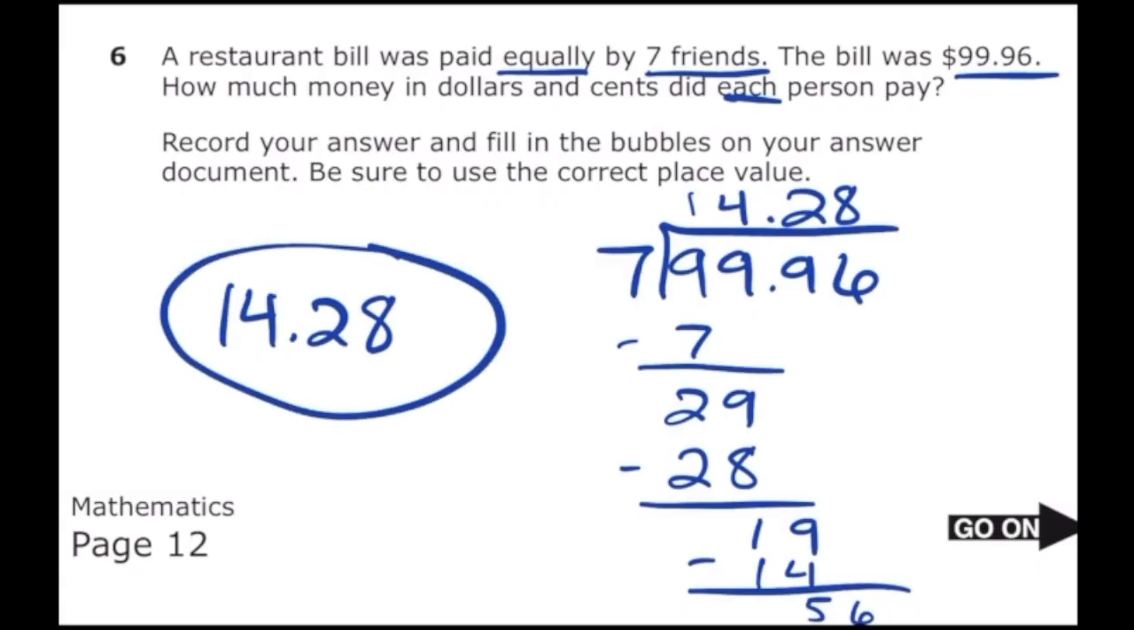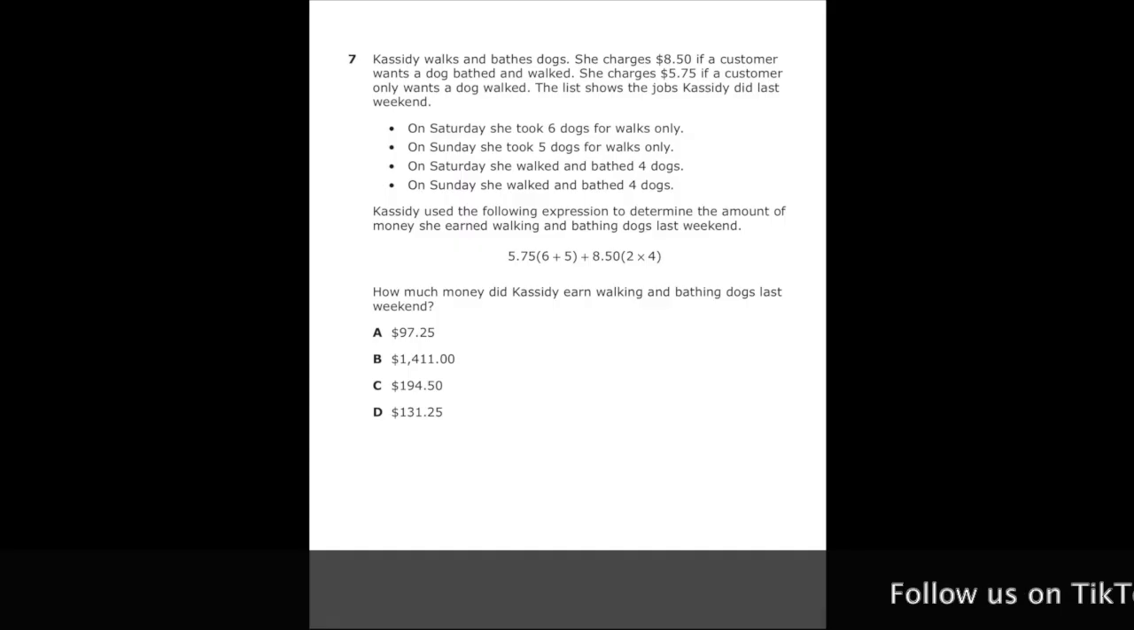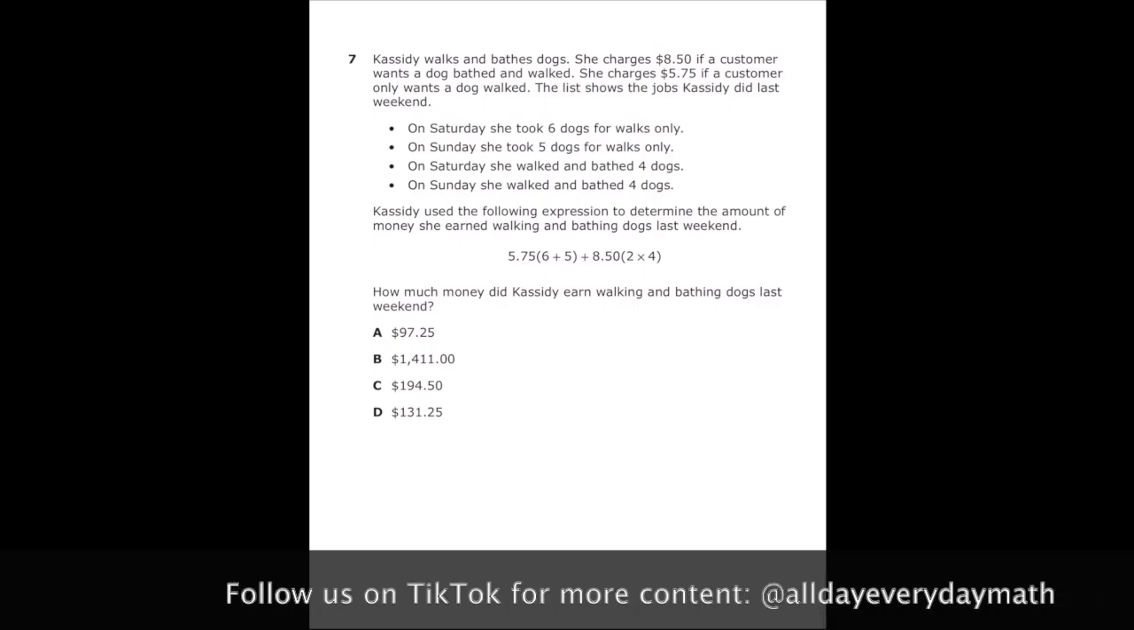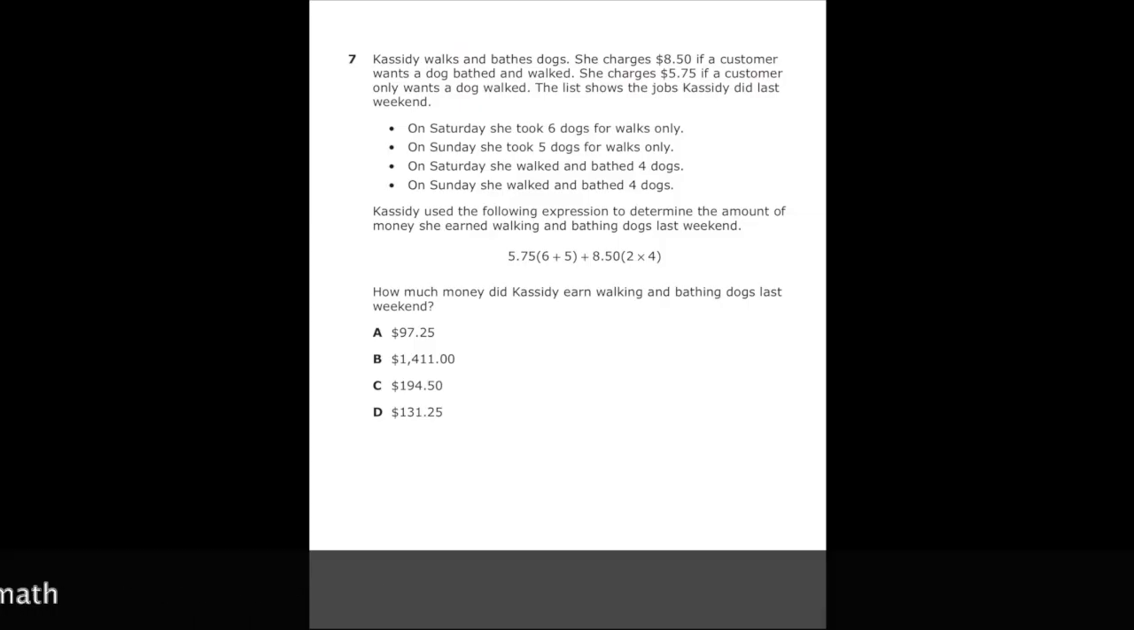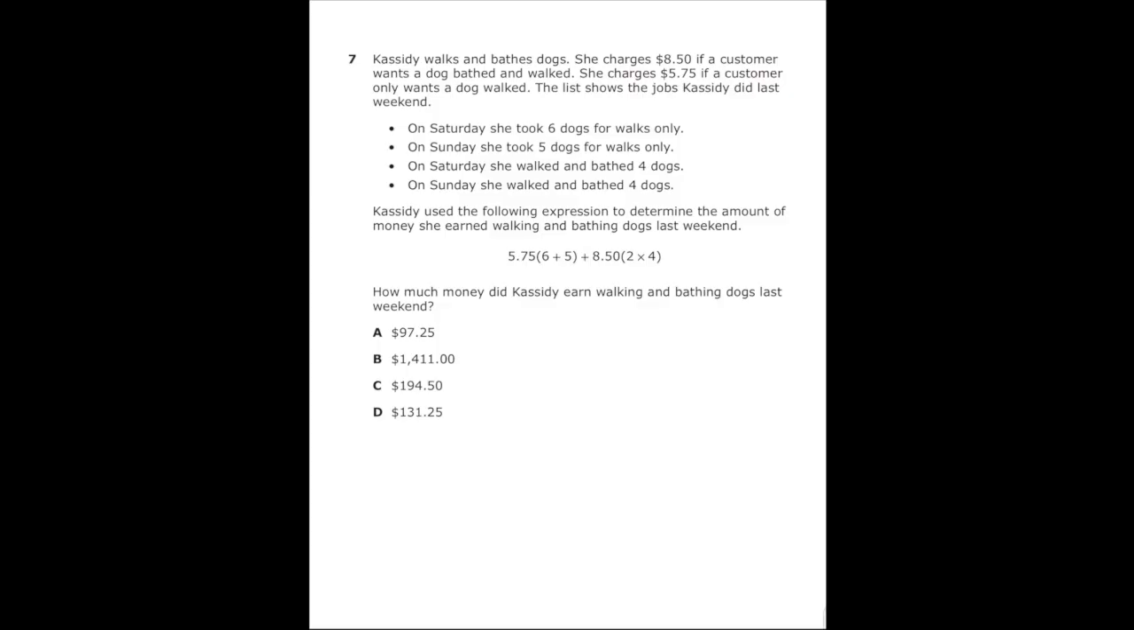answer. This is number 7 from the 2022 5th grade math STAAR test. Cassidy walks and bathes dogs. She charges $8.50 if a customer wants a dog bathed and walked. She charges $5.75 if a customer only wants a dog walked. The list shows the jobs Cassidy did last weekend. Cassidy used the following expression to determine the amount of money she earned walking and bathing dogs last weekend. How much money did Cassidy earn walking and bathing dogs last weekend?